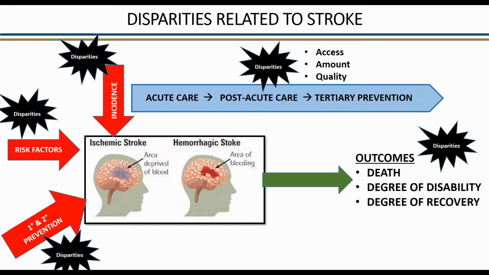So this kind of depicts what we know about disparities related to stroke. And as you can see, they're pervasive, and they're really across the entire continuum, from the risk factors that might cause stroke to primary and secondary prevention, and then to all of the types of health care that you can receive after you have a stroke, and then the outcomes after stroke also. So the literature has shown us that there's really disparities in all these points along the history of having a stroke and then the care after.